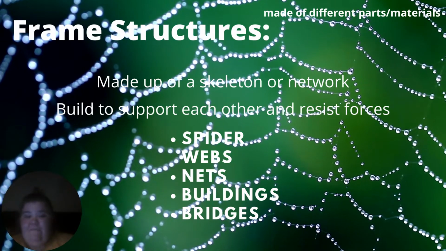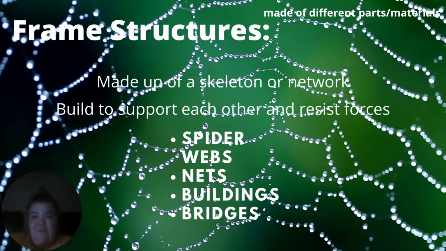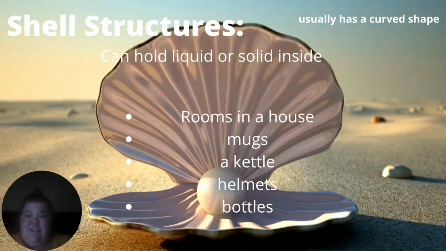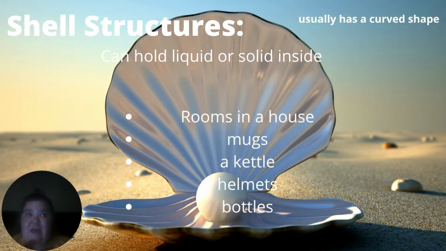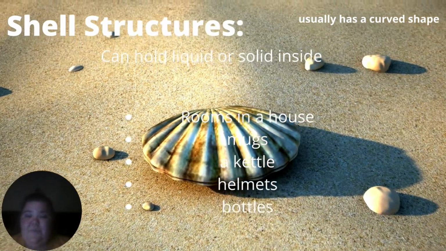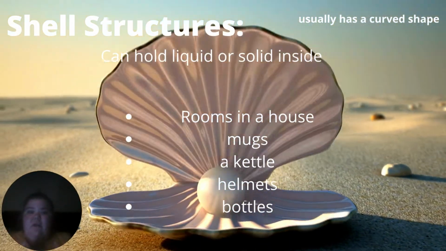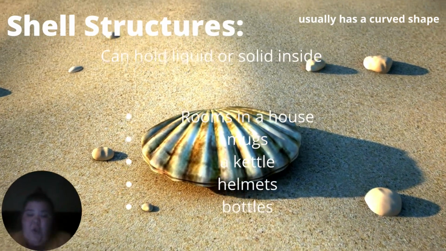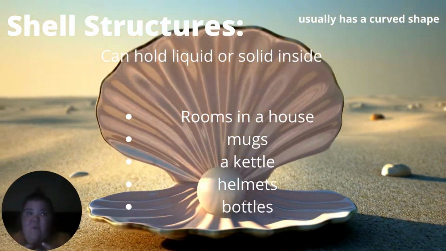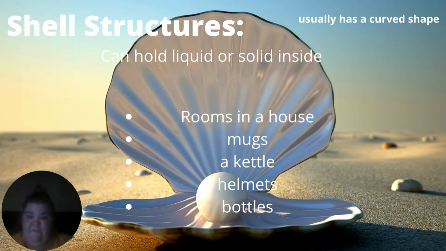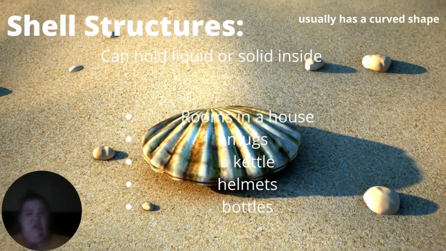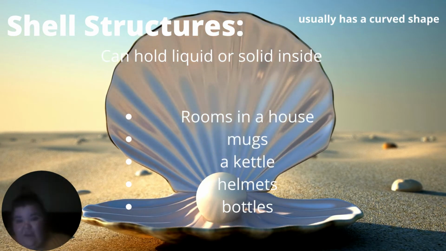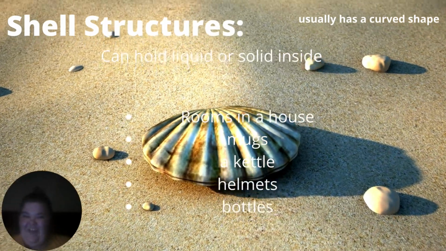Our next slide is going to be about seashells. Yes, you got it. Seashells are a form of shell structure, and anything that can hold a liquid or solid inside and has a curvy shape is called a shell structure. So we are unfortunately not shells. Yes, we can hold liquids and eat solids, but we are not a shell.